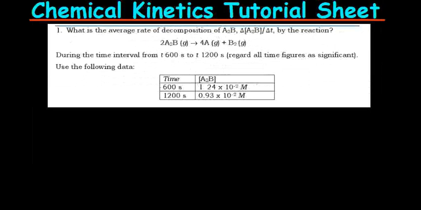Okay, so I'm going to answer a few questions just here. So what is the average rate of decomposition of A to B by the reaction?